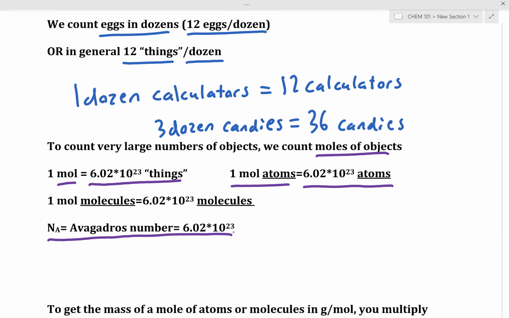The other major way that we deal with moles is if we're looking at a mole of molecules, that corresponds to how many molecules? What does a mole represent?